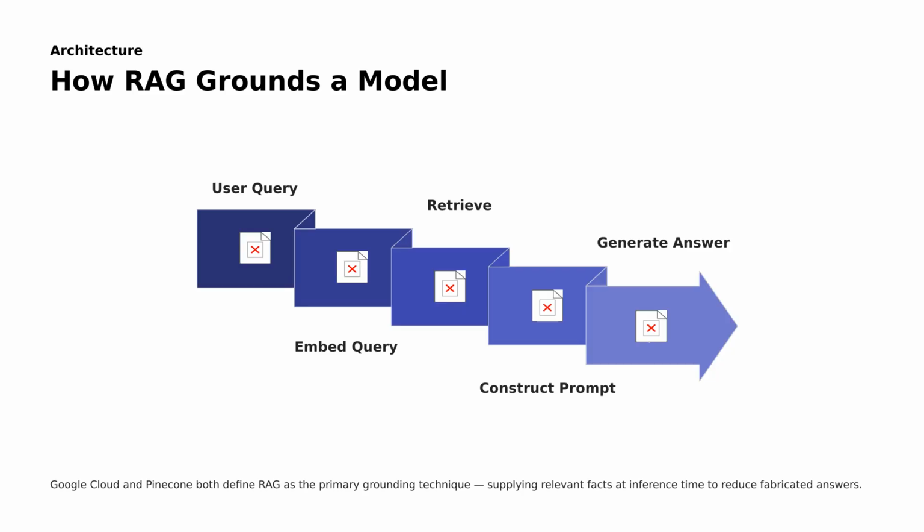This slide shows the basic RAG flow and how it grounds a model. A user asks a question, that query is embedded, and the system retrieves the most relevant information from a knowledge source. Those retrieved facts are then added to the prompt before the model generates a response. As both Google Cloud and Pinecone describe it, RAG is a primary grounding technique because it brings in real context at inference time and helps reduce fabricated answers.